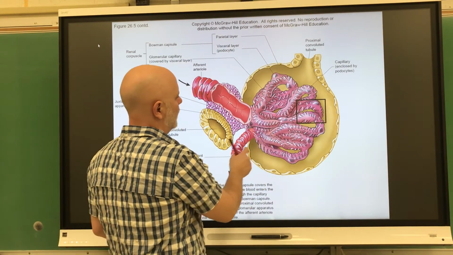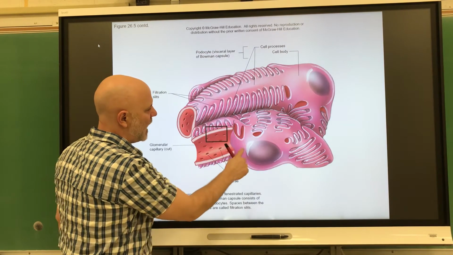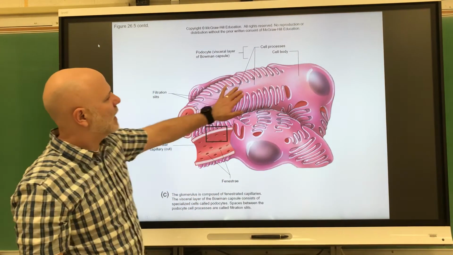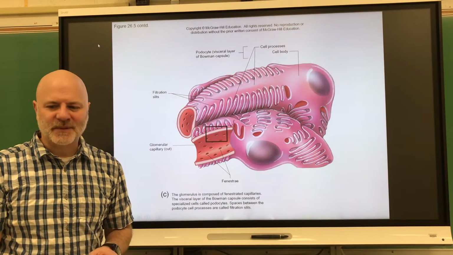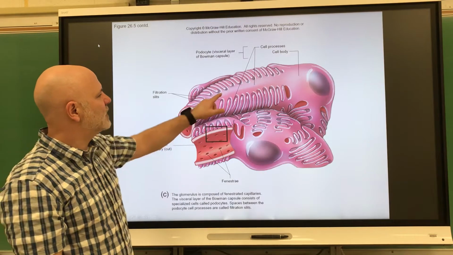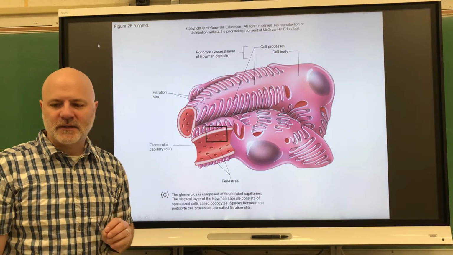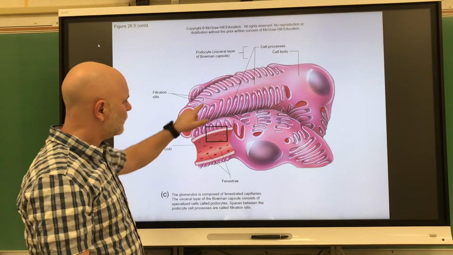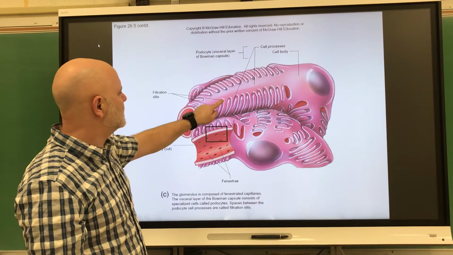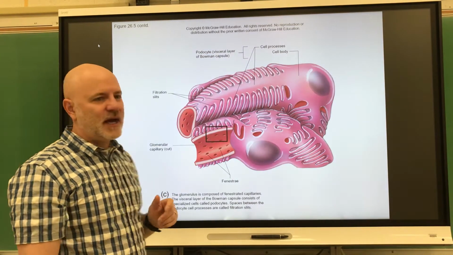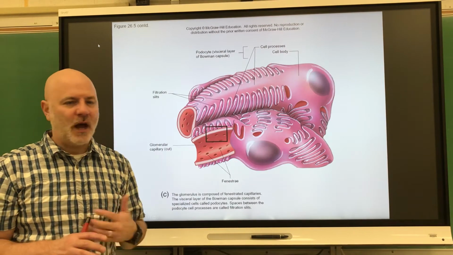So if we go to this picture here, this is a glomerular capsule. Around that, you're seeing kind of an odd structure there. That's part of the Bowman's capsule. That's the visceral layer, and the cells of that visceral layer are called podocytes. Now there are little spaces between the cells, and those openings there, that's where the filtrate moves through.